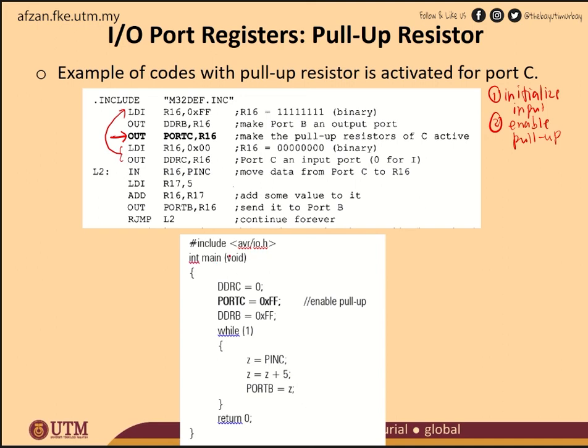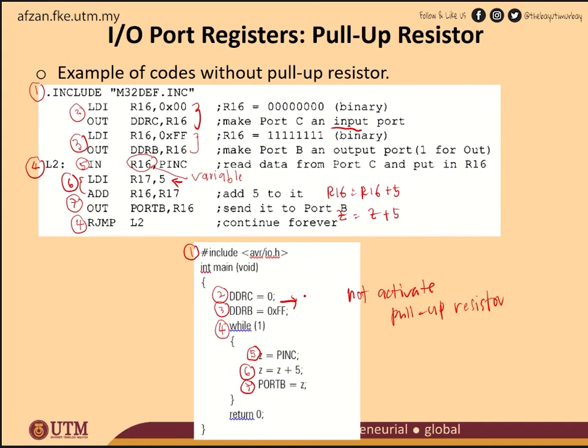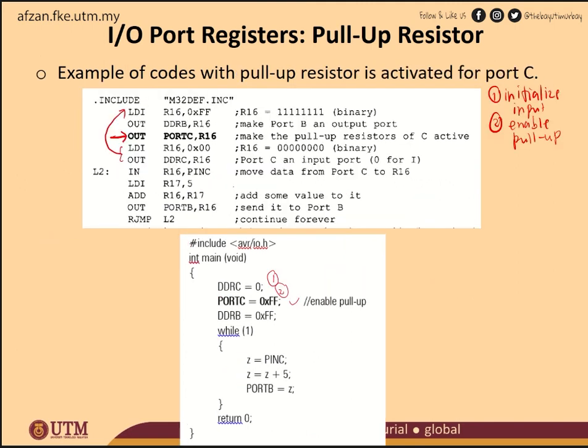Okay, you see here, the same one, just to enable the pull-up resistor, you just put down PORTC equal to 0xFF, so automatically you enable your pull-up resistor. You see here, this is the first step, which is I initialize my port C as an input, and then after that, I enable my pull-up resistor. So you see here, only one line you need to put here, which is here, where you put PORTC equal to 0xFF. So automatically you enable the pull-up resistor. Only one line to enable your pull-up resistor.